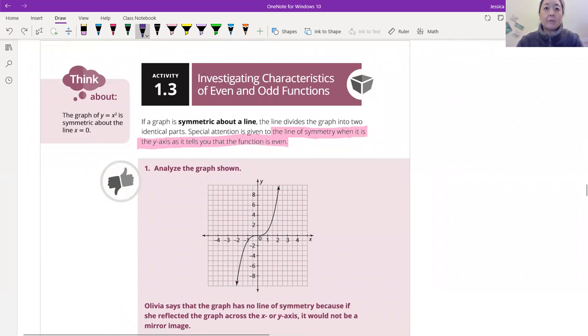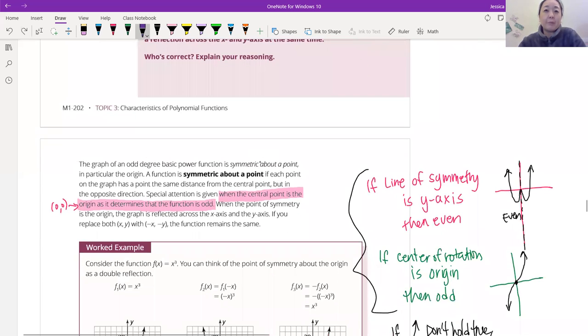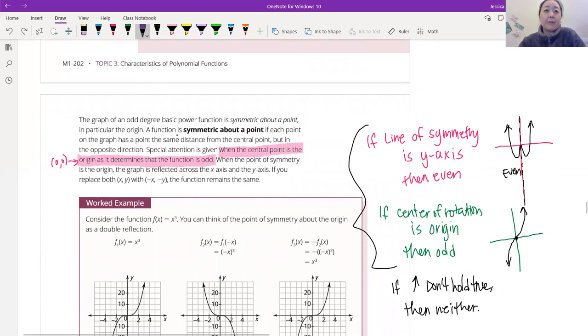Now today we're going to be talking about symmetry in a variety of forms, and we're going to be talking about odd and even functions. So notice right here, it says the line of symmetry when it is the y-axis. That tells you if the function is even, right? So if you have your book, the right book, volume 1, this is what I would highlight, all right? And then another thing, we do a little synopsis of it. If it has rotational symmetry, so when the central point is the origin, i.e. 0, 0, then that's how we know that the function is odd.